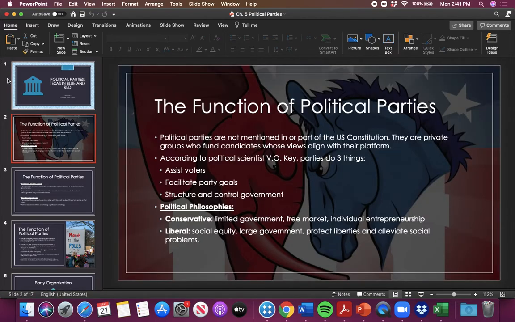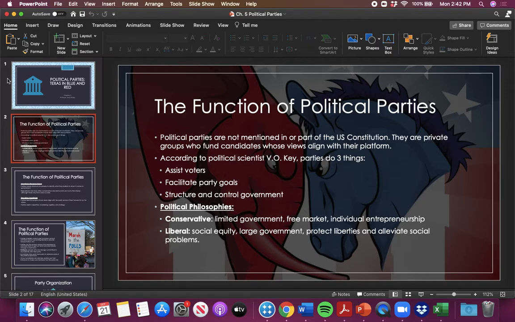So what are political parties for? If you go back and read the U.S. Constitution, political parties are actually never mentioned in the Constitution. They're actually private organizations. They choose to run candidates and they fund candidates whose views align with their platform. But they are private organizations. It's just that these two parties are the two that have the most influence in our system.